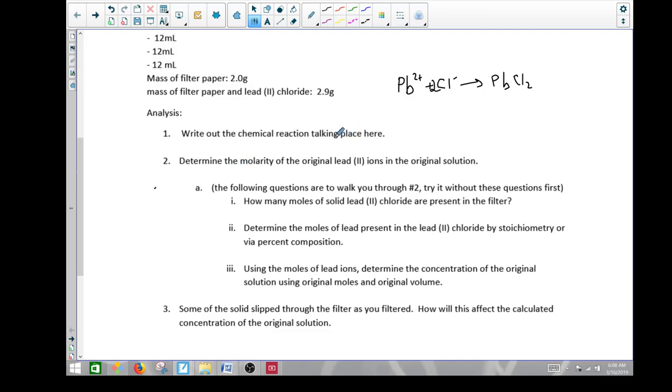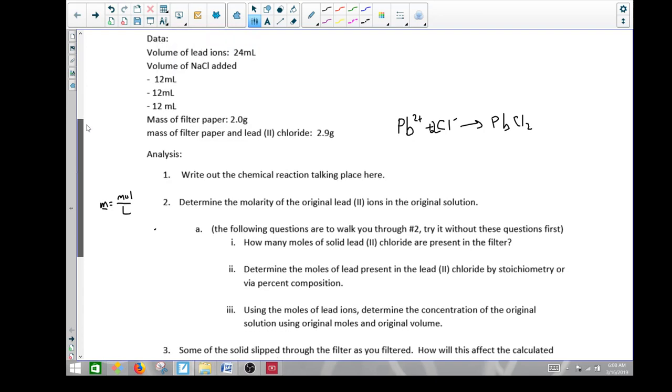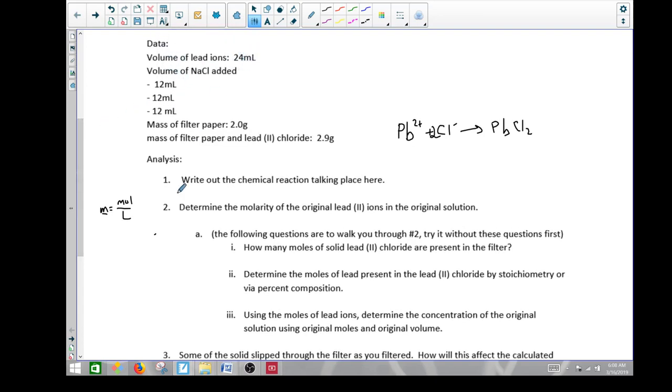So I want molarity. That means I need molarity equals moles per liter. That's what I want. I need these 2 things. Now the original volume for this was 24 milliliters, which equals 0.024 liters. I need the moles of the stuff in that. Then I'll divide original moles by original volume to give me the original concentration.